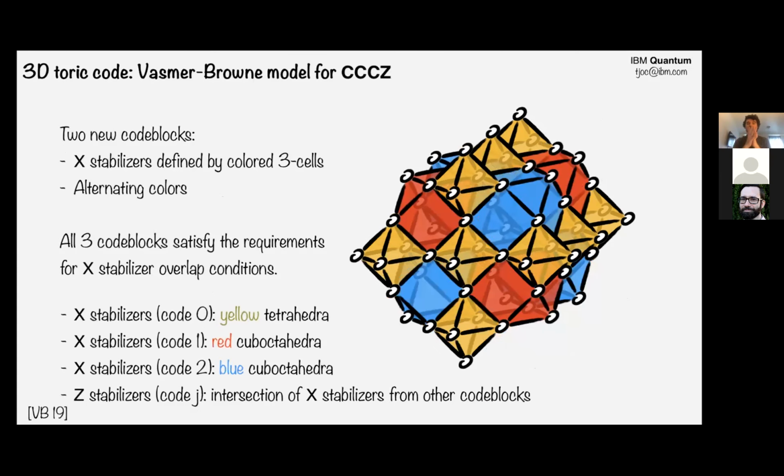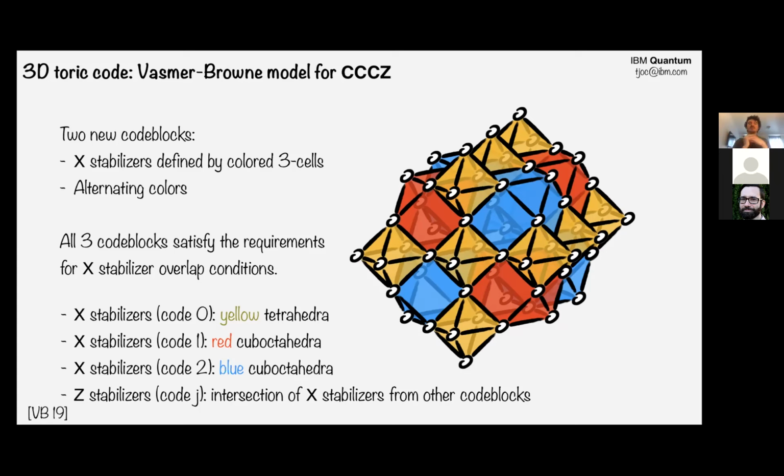And now I would like to discuss this nice result from Vasmer and Browne, where there's a typo here on the slide. This should be the model for controlled Z on the 3D toric code. And the idea there is, you want to find an encoding of 3 code blocks on this square lattice that allows for the implementation of controlled Z.